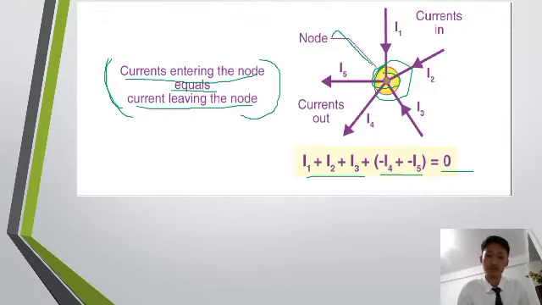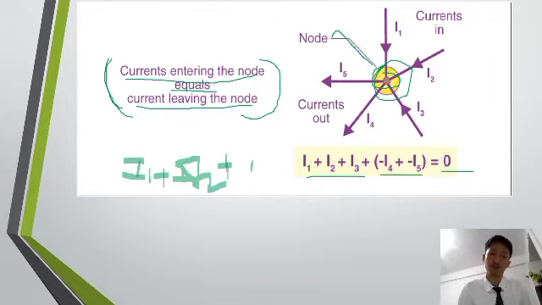So I can also write it as I1 plus I2 plus I3 equals I4 plus I5. Okay, so that's the general idea about Kirchhoff's first law, that is Kirchhoff's current law. Okay, further moving on.